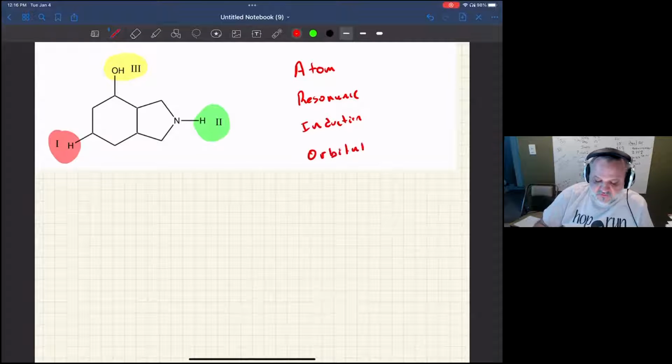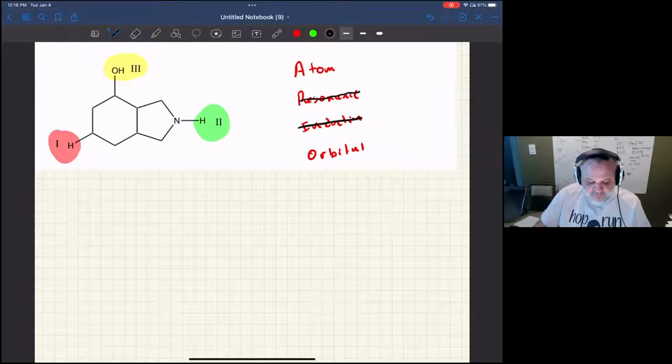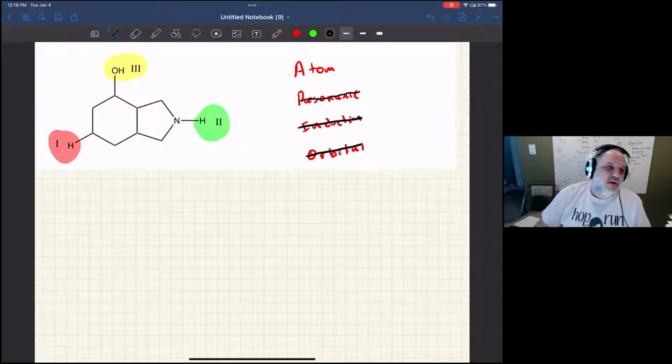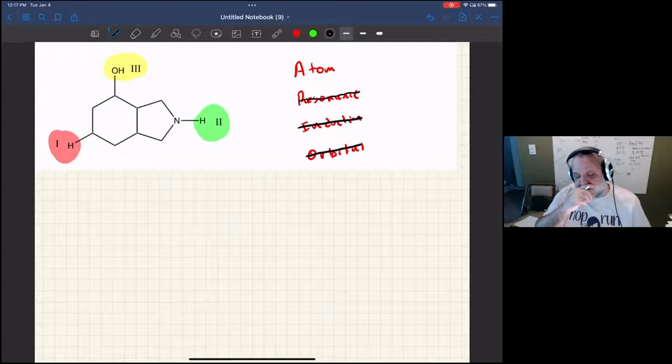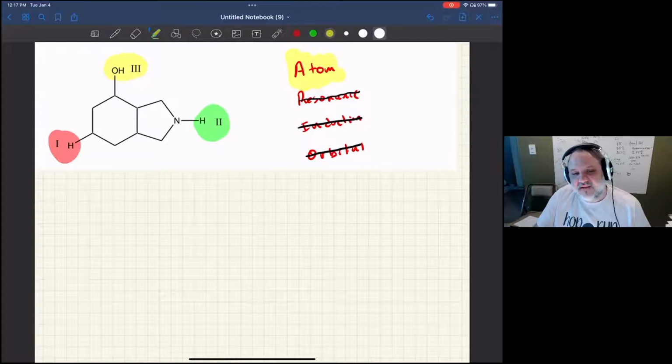It turns out that there's not going to be any resonance going on in any of these. Induction doesn't matter because the atoms that the protons are connected to are all surrounded by carbons, so they're all the same as far as inductive capabilities. So that's not a consideration. And they're all attached to sp3 orbitals. So the oxygen, the nitrogen, and the carbon for 1, 2, and 3, they're all sp3 hybridized. The only thing that's left to consider is what atom these things are connected to.